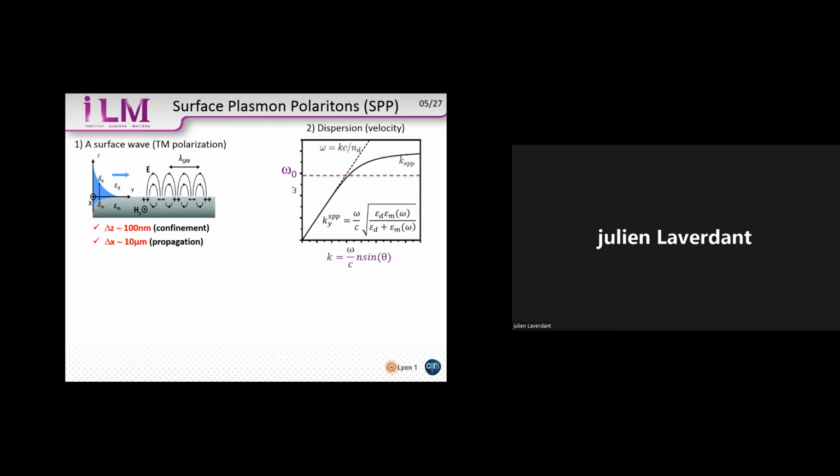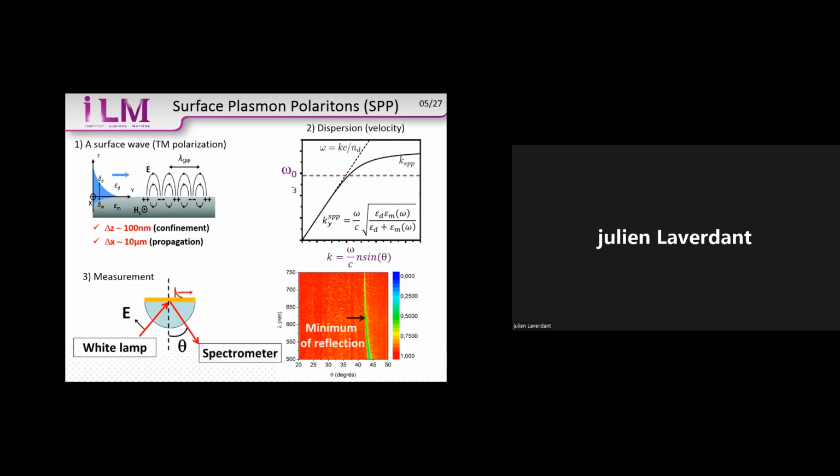We'll just show you the example, rather than explain the physical properties. The idea is the following: you put this flat gold surface onto a prism like this, and you shine a white lamp on this surface and look in reflection. On the right you have some experimental data we obtained. You see that for specific wavelengths, there is an absorption at a specific angle. So this is directly what we call the dispersion.